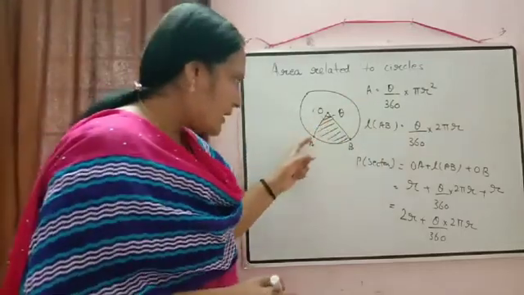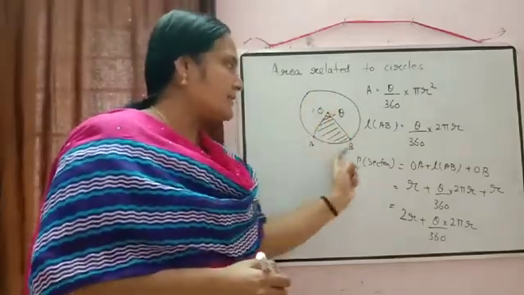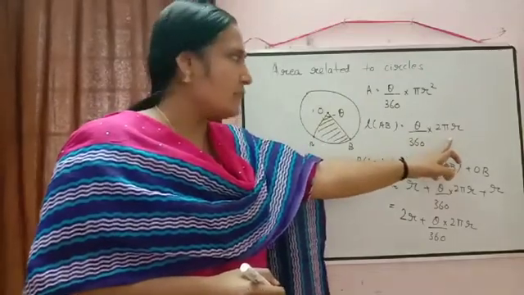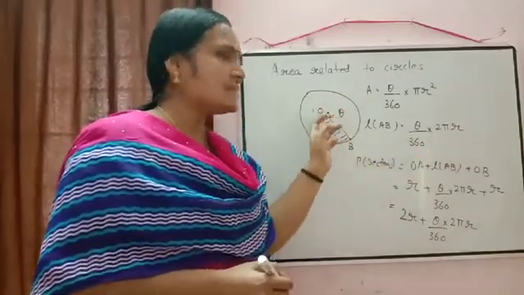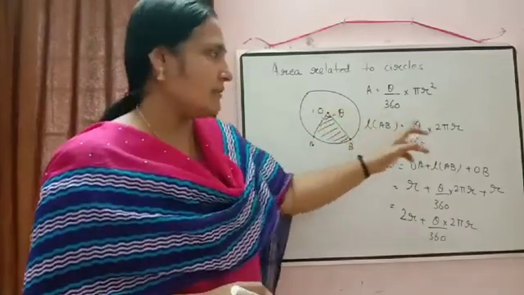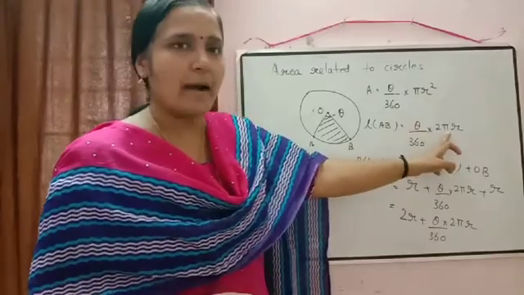Then the length of the arc AB. We know the total length, meaning the circumference of the circle, is 2 pi r. This comes when the angle at the center is 360 degrees. But our angle is theta. So that's why the formula will be equal to theta by 360 into 2 pi r.